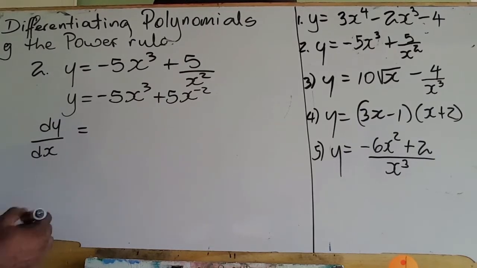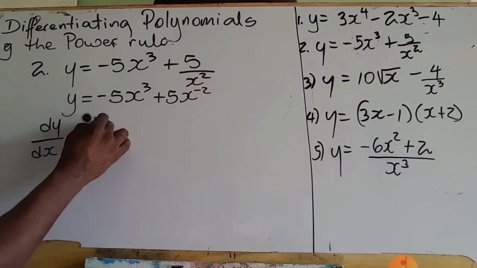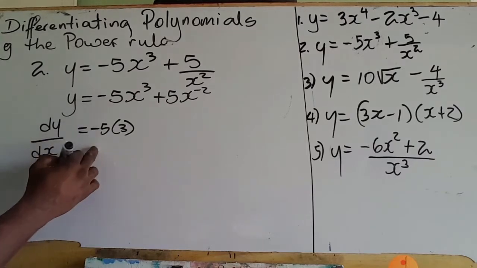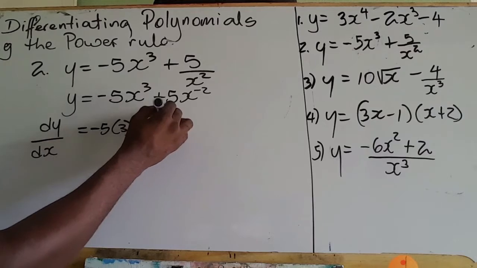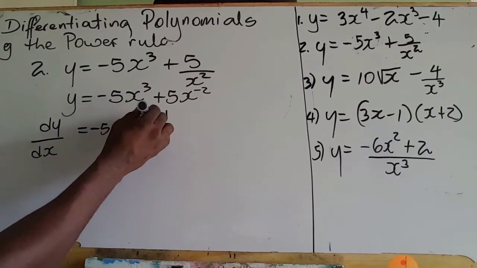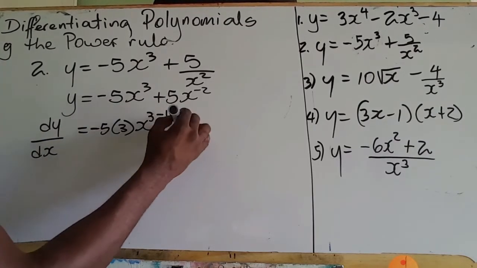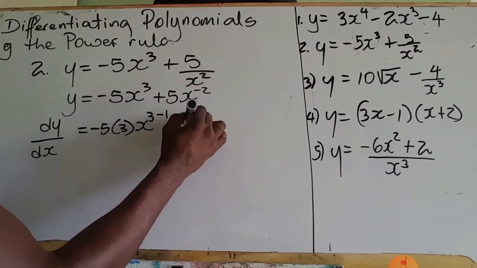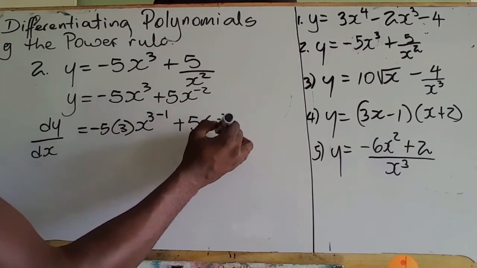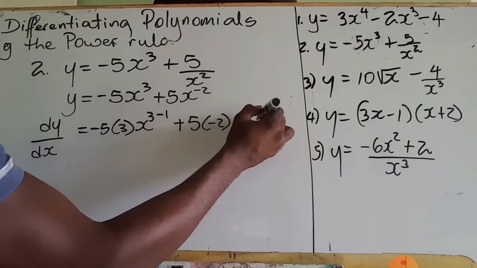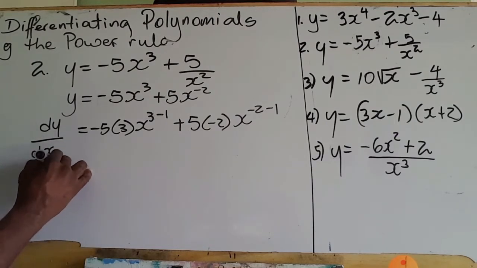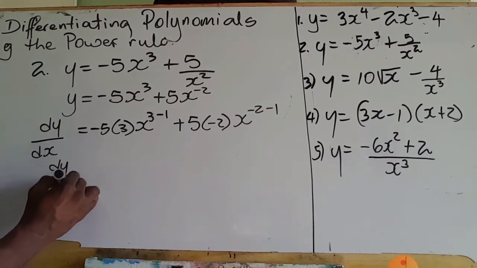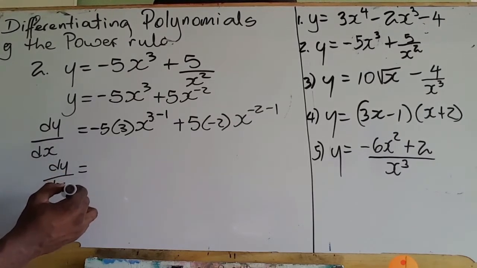dy dx is going to equal negative 5 times 3, then x cubed minus 1. Sorry, x cubed minus 1. So plus 5 times negative 2, x to the negative 2 minus 1. And then from here, what we can do now is to simplify this. So let's finalize this.